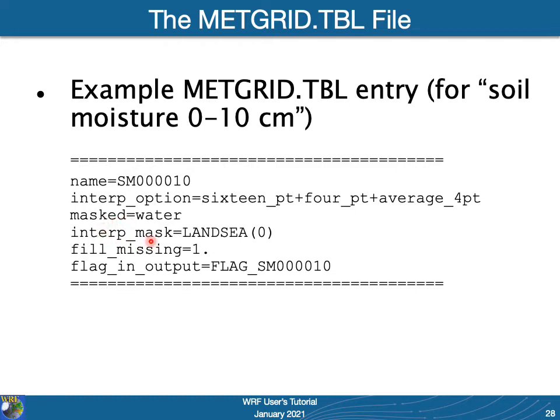And the interp mask keyword tells the metgrid program that wherever the land sea field for this dataset is 0, in other words, wherever the land sea field is a water point, we shouldn't use the corresponding values from the soil moisture field because they're likely to be invalid. The fill missing keyword tells the metgrid program to fill in any points in our model domain where we couldn't or didn't interpolate a value for this field, for example, because those points were water points. And the flag in output keyword simply tells the metgrid program to write a global attribute to its netcdf output to communicate to the real program that this field was found.